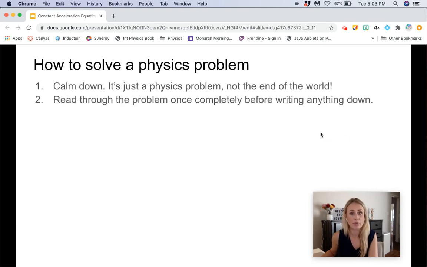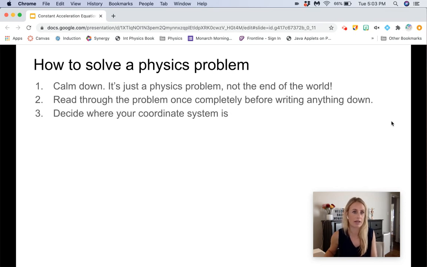Number two is we want to read through the problem once before writing anything down. This is the rule that I break a lot. I know it's bad, but I start writing stuff down as I'm reading the problem. It is nice to get your bearings and read through the problem once before you write anything down, so you just know what's going on.